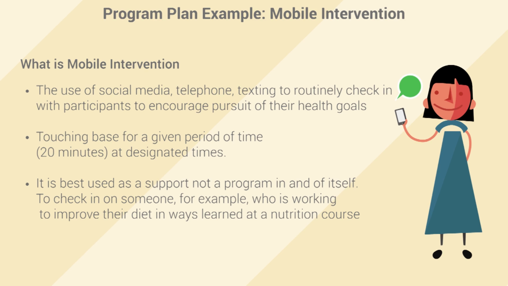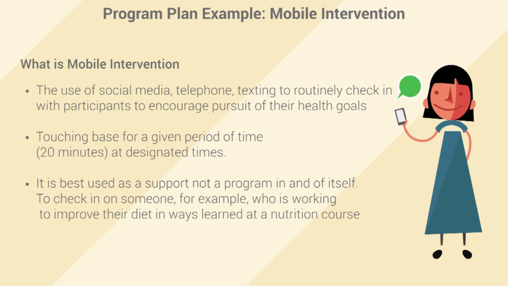It's the use of social media, telephony, texting to routinely check in with participants to encourage their pursuit of their health goals. So it's a method of connecting with people that is not something that Community Matters would normally have done. We're very much an organization that gets a lot of positive results through physical interaction with people, meeting people in the community, and having them participate in our programs. So to be able to provide a service through social media and telephones and texting is something different for us.